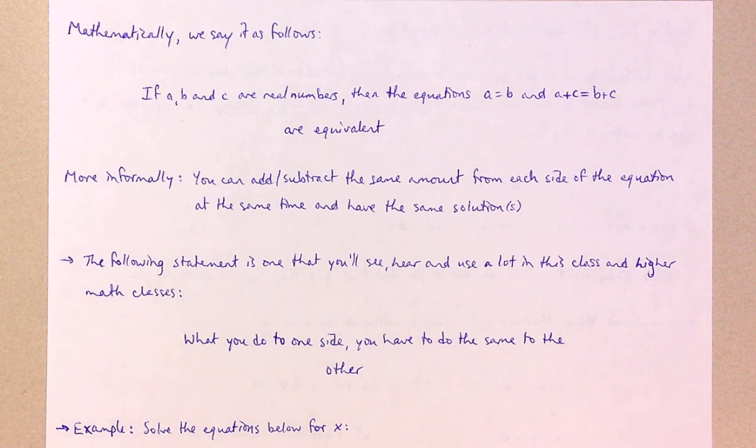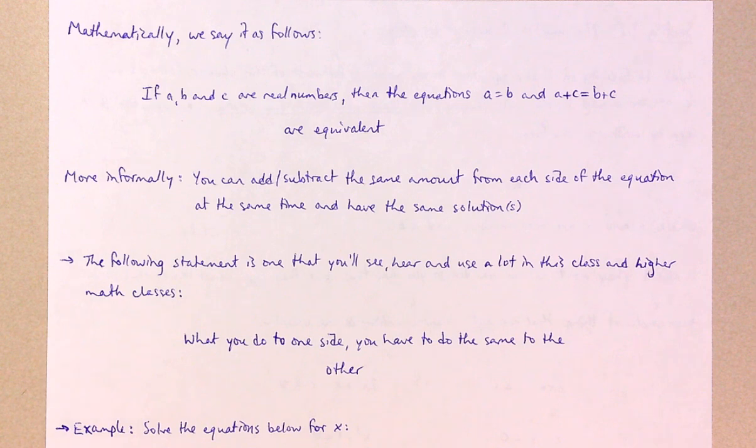And this following statement is one that you're going to see, hear, and use a lot in this class and in lots of higher level math classes. What you do to one side, you have to do the same to the other. What you do to one piece, you have to do the same to the other. And you have to do it at the same time. So keeping things balanced, keeping things even, keeping things equal.